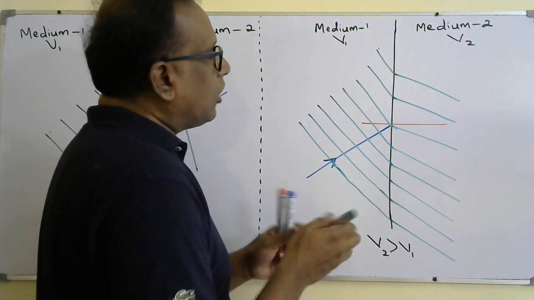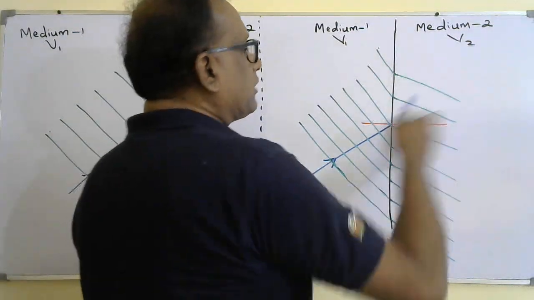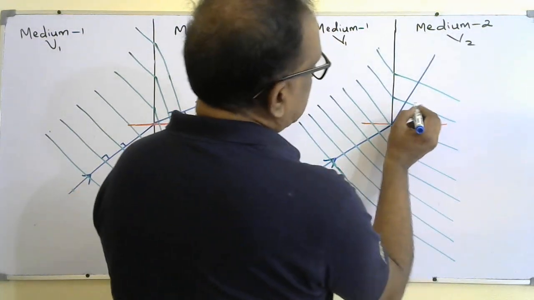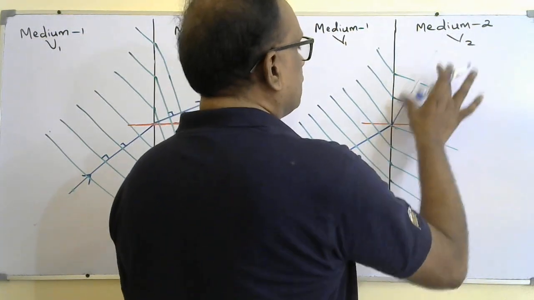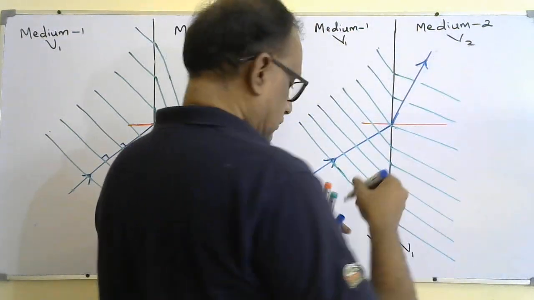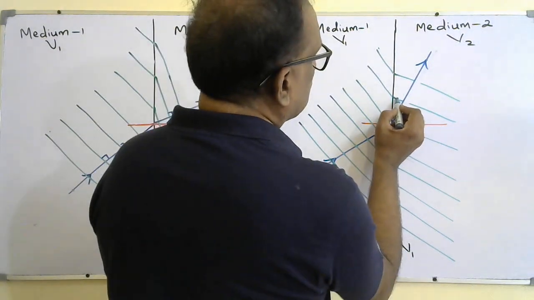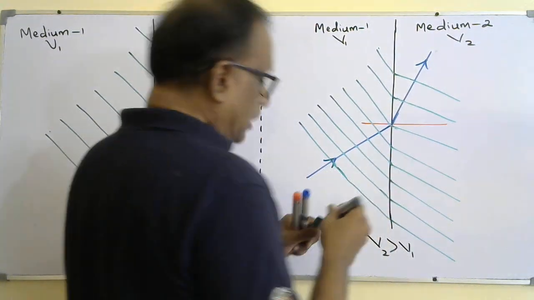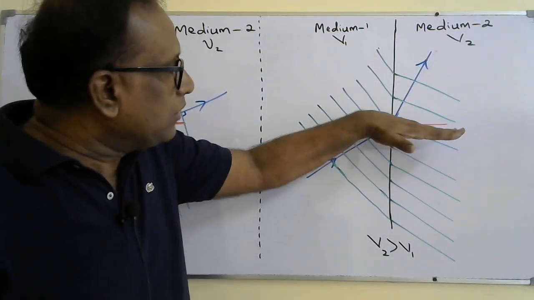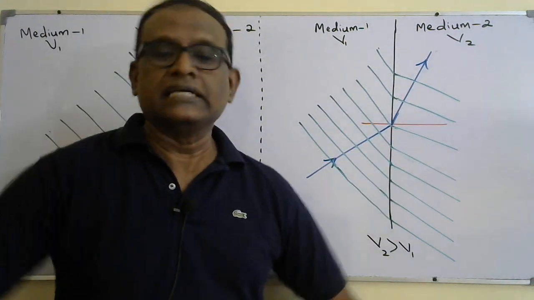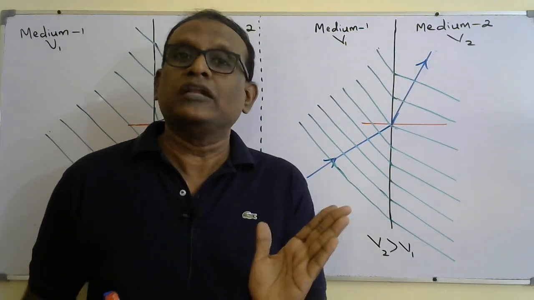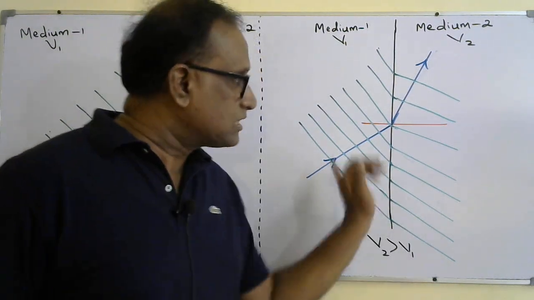So here also I should draw a line, the ray, perpendicular to the wavefronts. If I draw the line perpendicular to the wavefronts, it will become like this here. Here it's perpendicular. So you can see that when the speed increases in the second medium, the ray will move away from the normal. That's what we learned in IGCSE. When the light ray moves from glass to air, the ray will move away from the normal. This is the reason, because the speed increases.